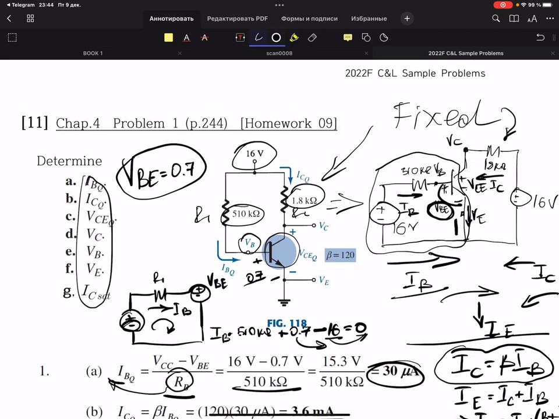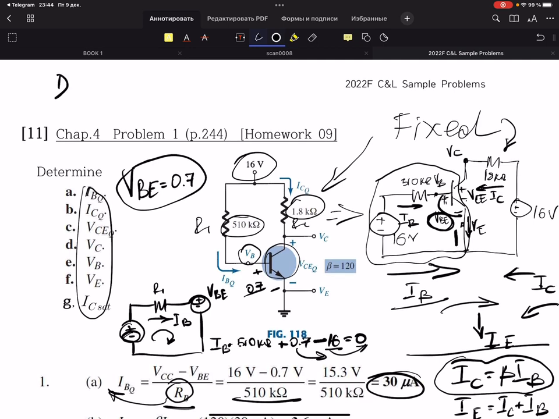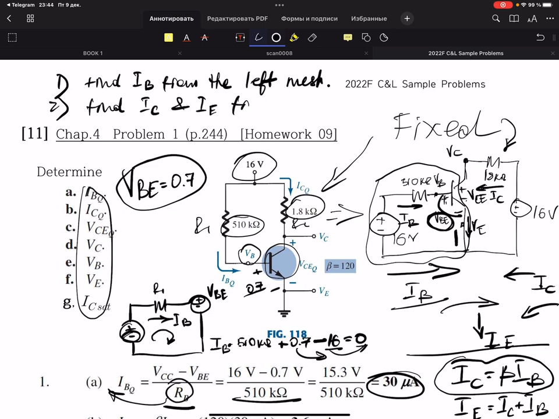But anyway, the process is the same. You always consider the same stuff. In any case, in fixed or in any case of BJT problems, firstly you find IB from the left side. Let me write it here. Find IB from the left mesh. Then find IC and IE from the formula.